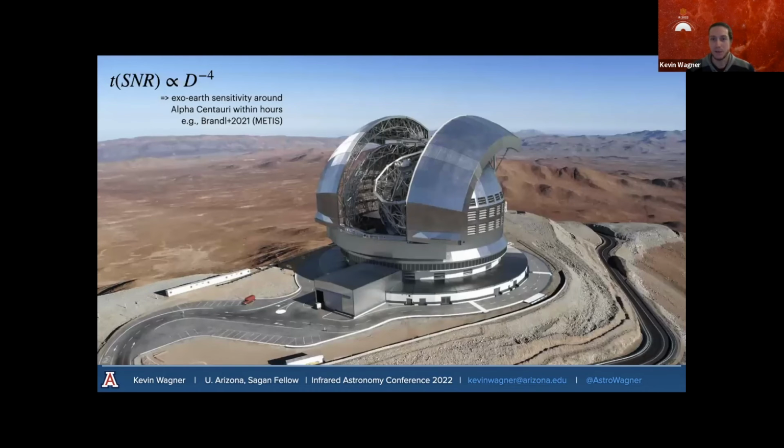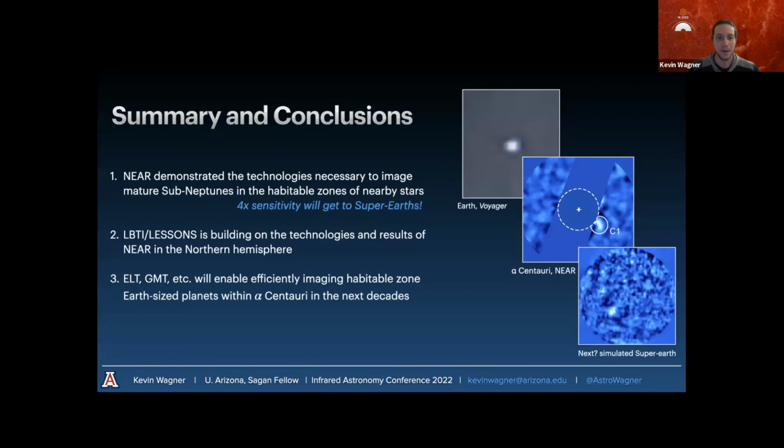And finally, I just want to leave you with an important scaling relation to think about, that the time required to reach a particular signal to noise scales as the -4th power of the diameter of the primary mirror. So that means that the upcoming ELTs will be able to complete in just minutes what currently takes hours with the LBT. So what currently would be a 100-hour long observation will soon be able to be completed in a single night. And several studies have confirmed what I think are the exciting predictions that the ELT should be capable of imaging exo-Earths within the nearest systems like Alpha Centauri. So I'll just leave you with my conclusions, and I'd be happy to take any questions. Thanks.